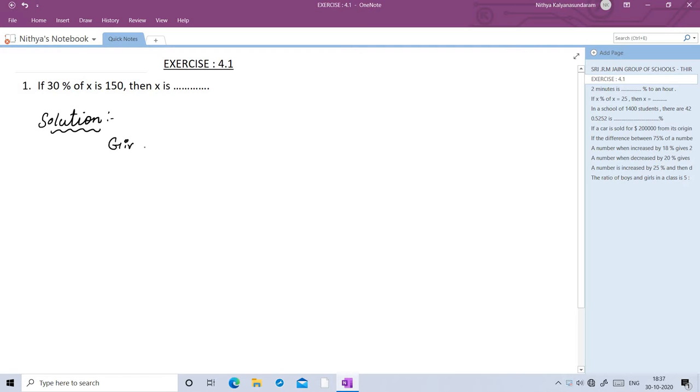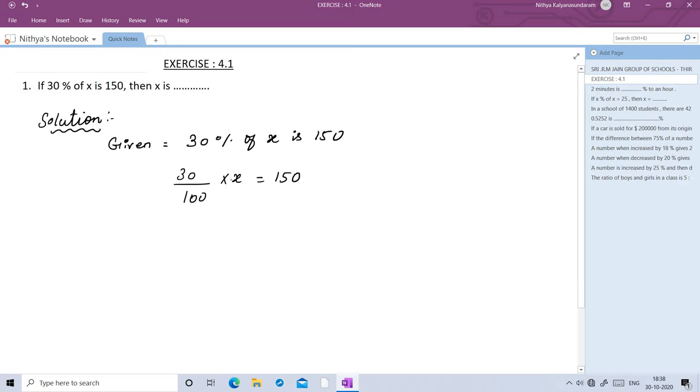Given, 30% of x is 150. That means 30% of x is 150. So percentage means it's over 100. So 30 divided by 100, and "of" we replace and put the multiply symbol, times x, is equal to 150. So 30% of x is equal to 150. We want to find x value.